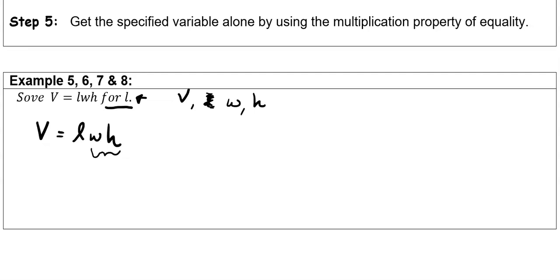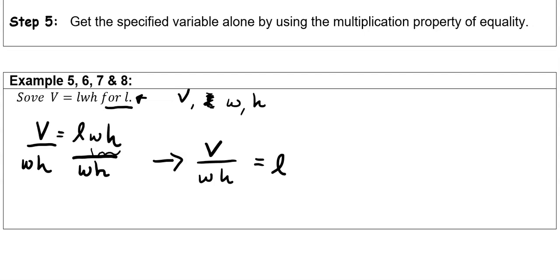And in this case, what we're going to do with step 5 is divide both sides by W times H. This is just using the multiplication property of equality. And this will give us V over WH is equal to L. And that's all we have to do for this problem. That is how you solve this for L.